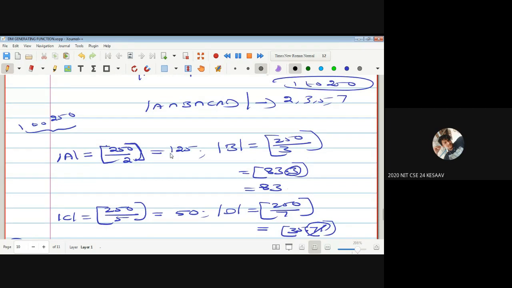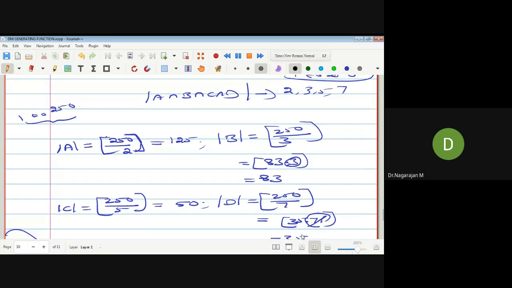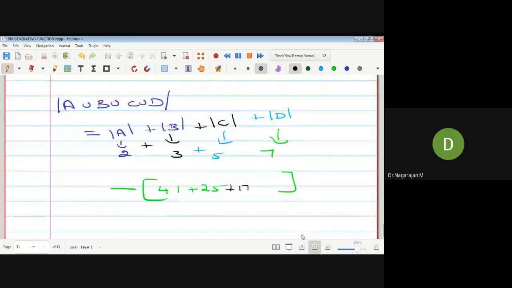A is 125. Cardinality values 125, 50, 83 and 35. What is the C value? C value 50 and T value 35, correct? Correct ma? Hello? Yes. So okay, now what is the combination of two values?